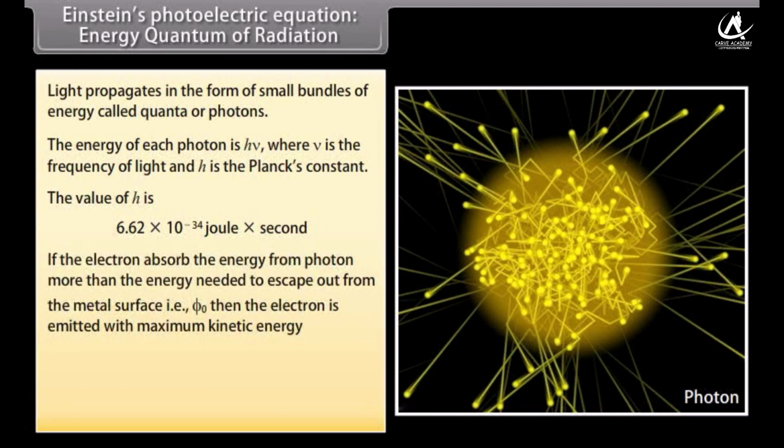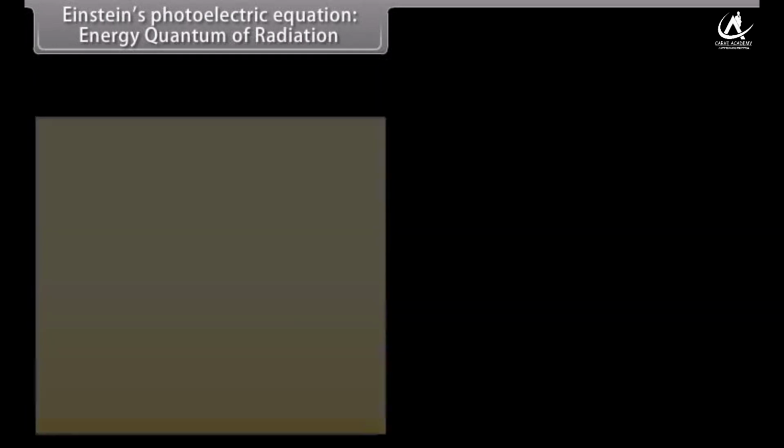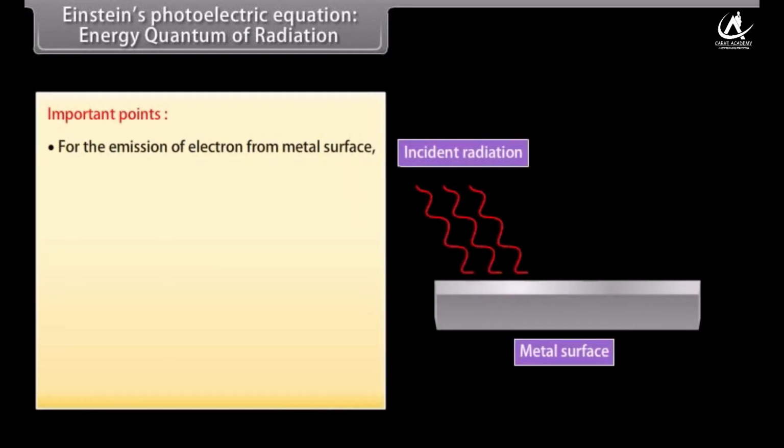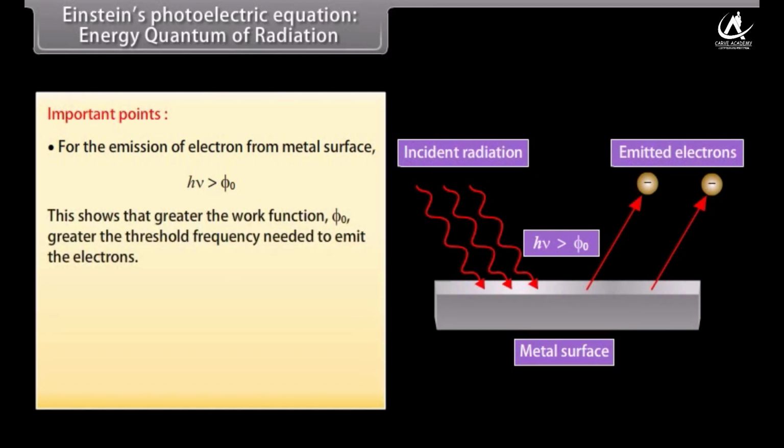If the electron absorbs energy from a photon more than the energy needed to escape from the metal surface, that is φ0, then the electron is emitted with maximum kinetic energy Kmax, which is equal to hν minus φ0. This equation is known as Einstein's photoelectric equation. Important points. For the emission of electron from metal surface, hν greater than φ0. This shows that greater the work function φ0, greater the threshold frequency needed to emit the electron.